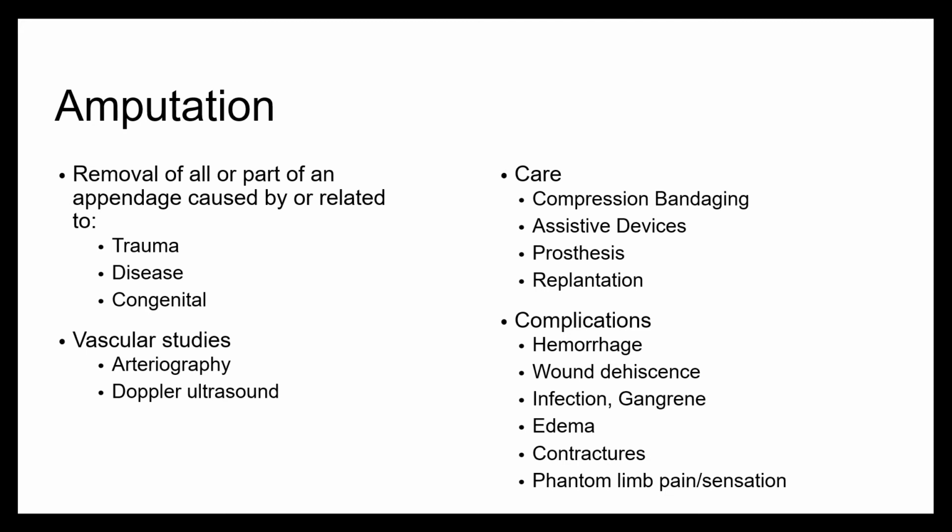Assistive devices may be necessary, especially for lower extremity amputations. And a prosthesis is something that the patient is going to be looking at down the road. The prosthesis application is going to depend on, one, the area that was amputated, and two, how much healing needs to be completed before the prosthesis can be fitted.